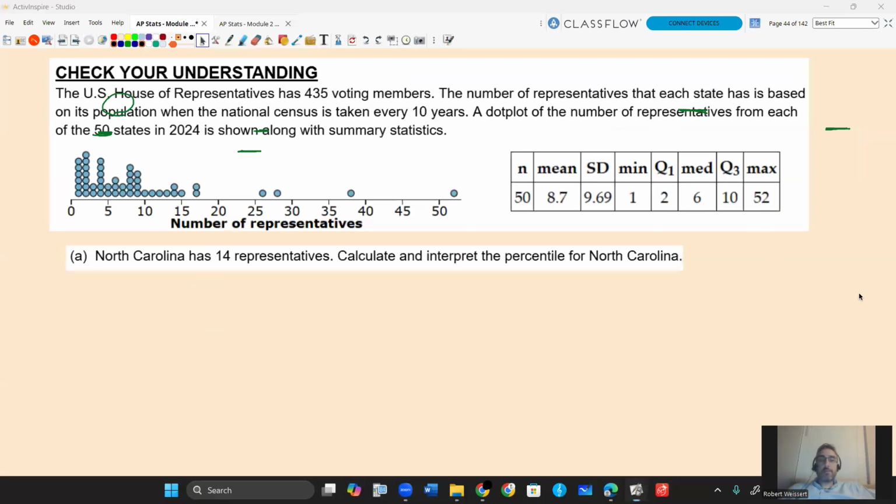Here's a check your understanding. The U.S. House of Representatives has 435 voting members. The number of representatives that each state has is based on its population when the national census is taken every 10 years. A dot plot of the number of representatives from each of the 50 states in 2024 is shown along with summary statistics. North Carolina has 14 representatives. Calculate and interpret the percentile for North Carolina.